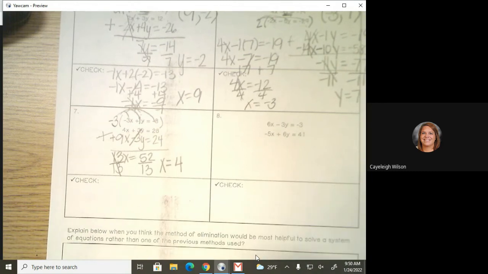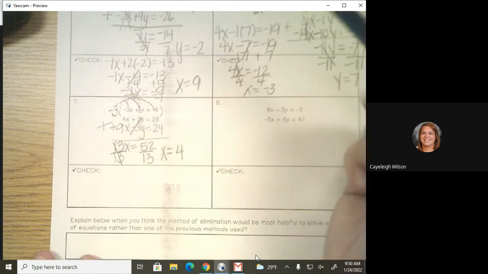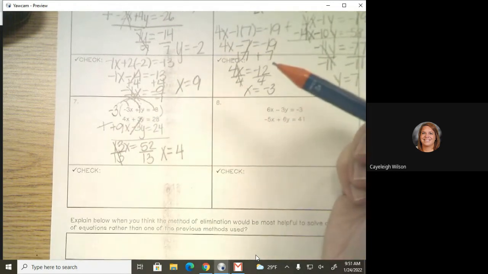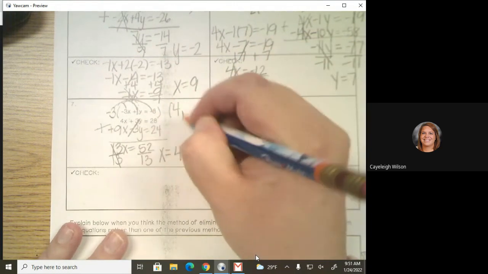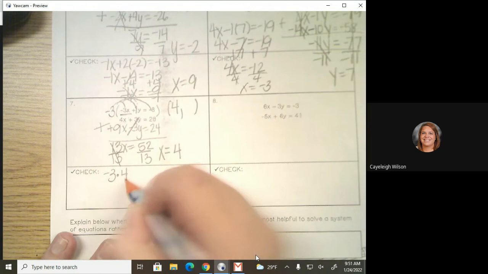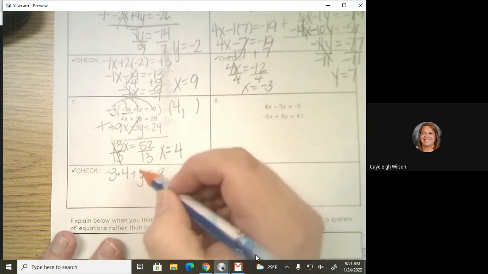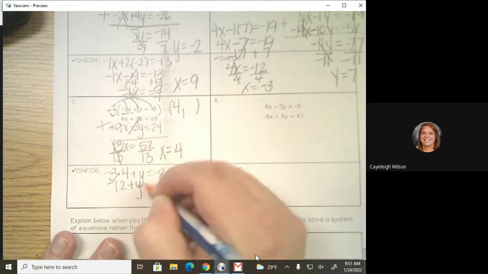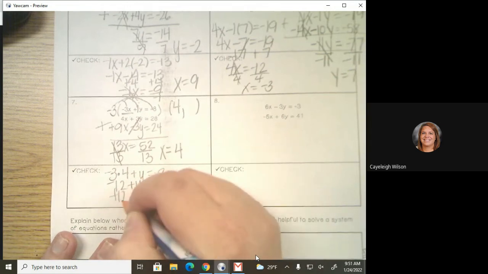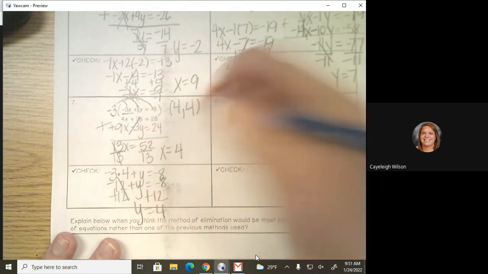All right, so for number 7, when you added them together, you should have got x equals 4. We good on that? I'm going to plug it back into the first one. So negative 3 times 4 plus 1y, which is just y, equals negative 8. So that's negative 12 plus y equals negative 8. Add the 12, and y equals 4. So it's 4, 4.